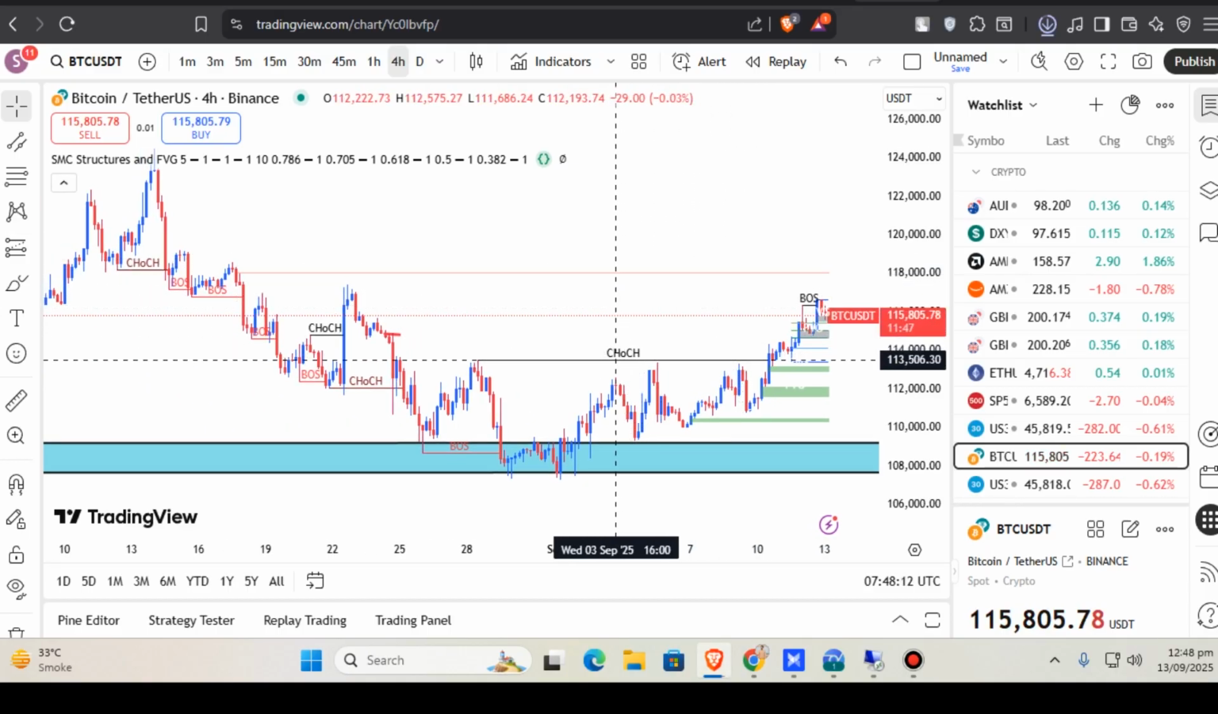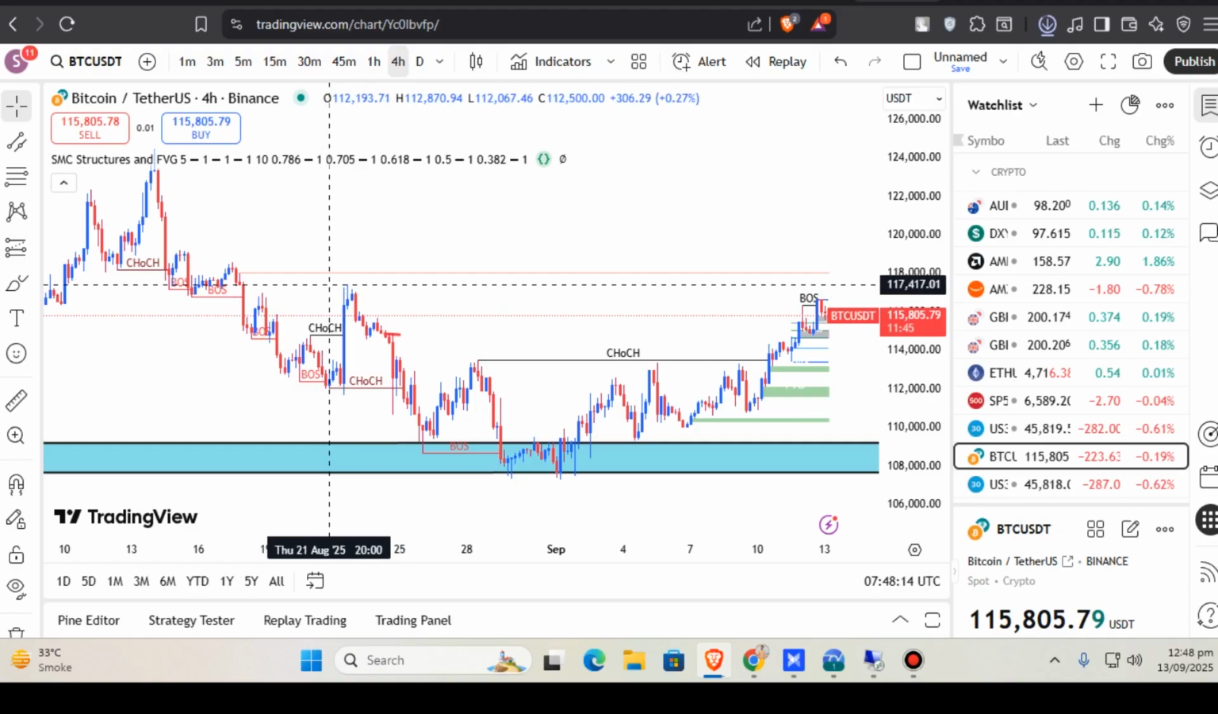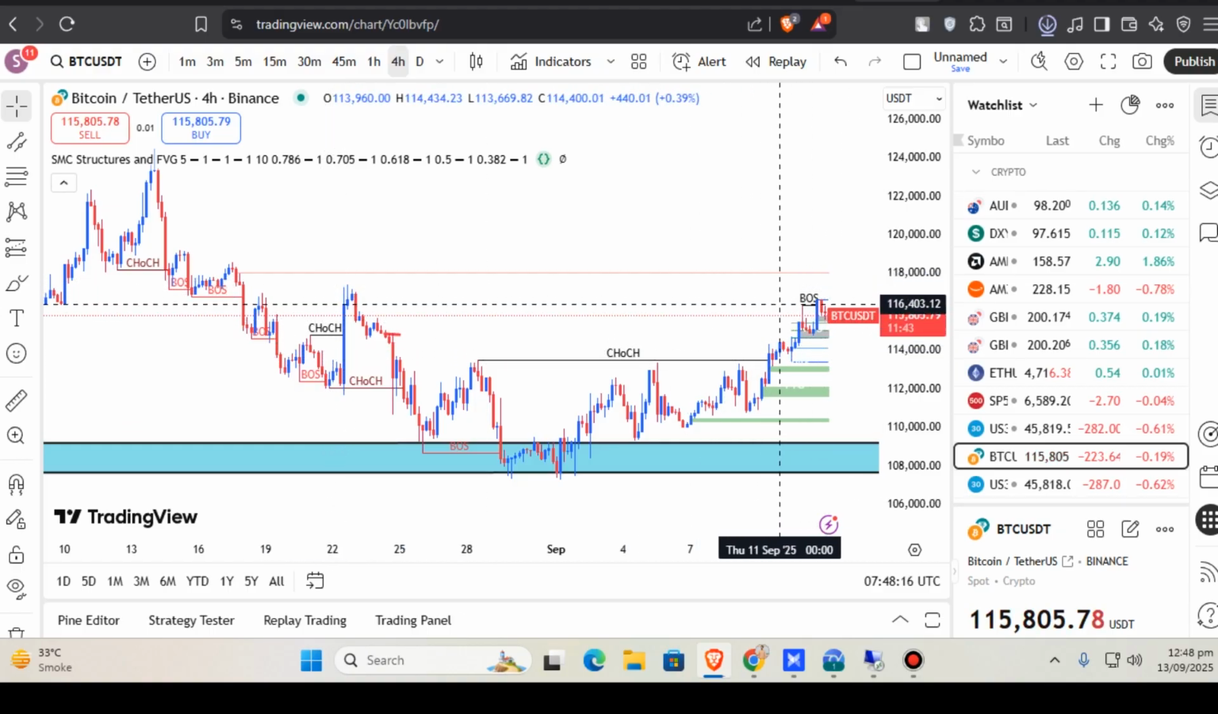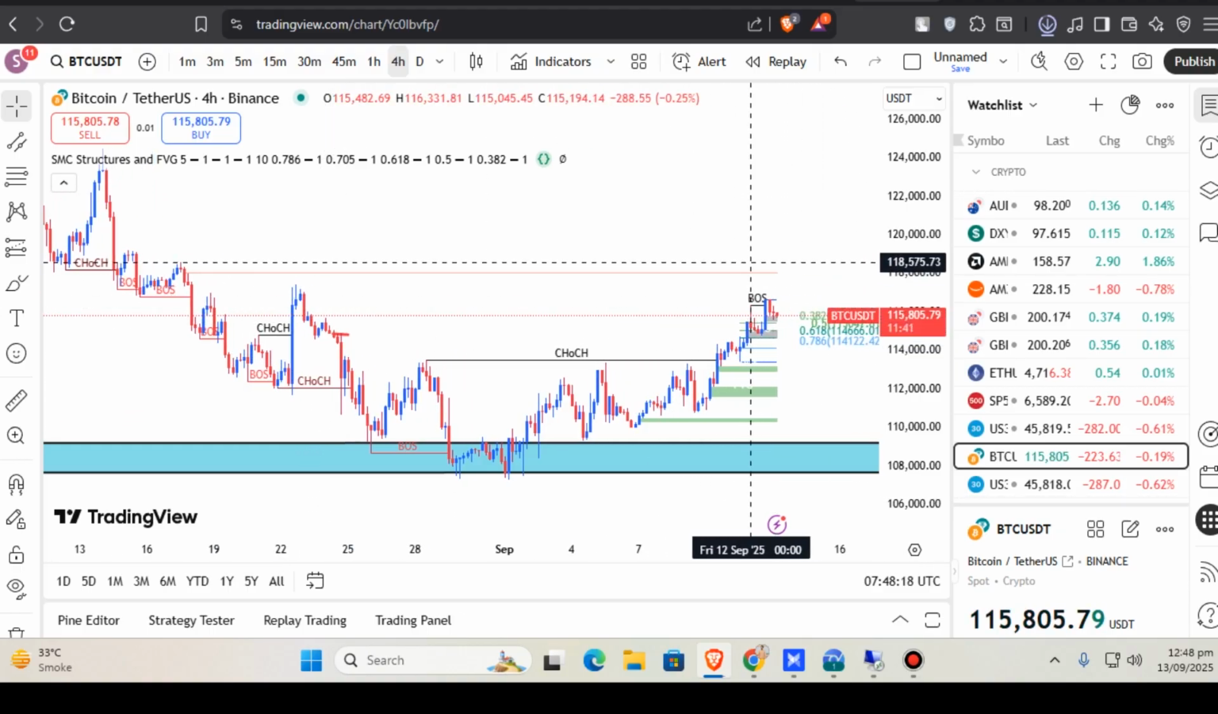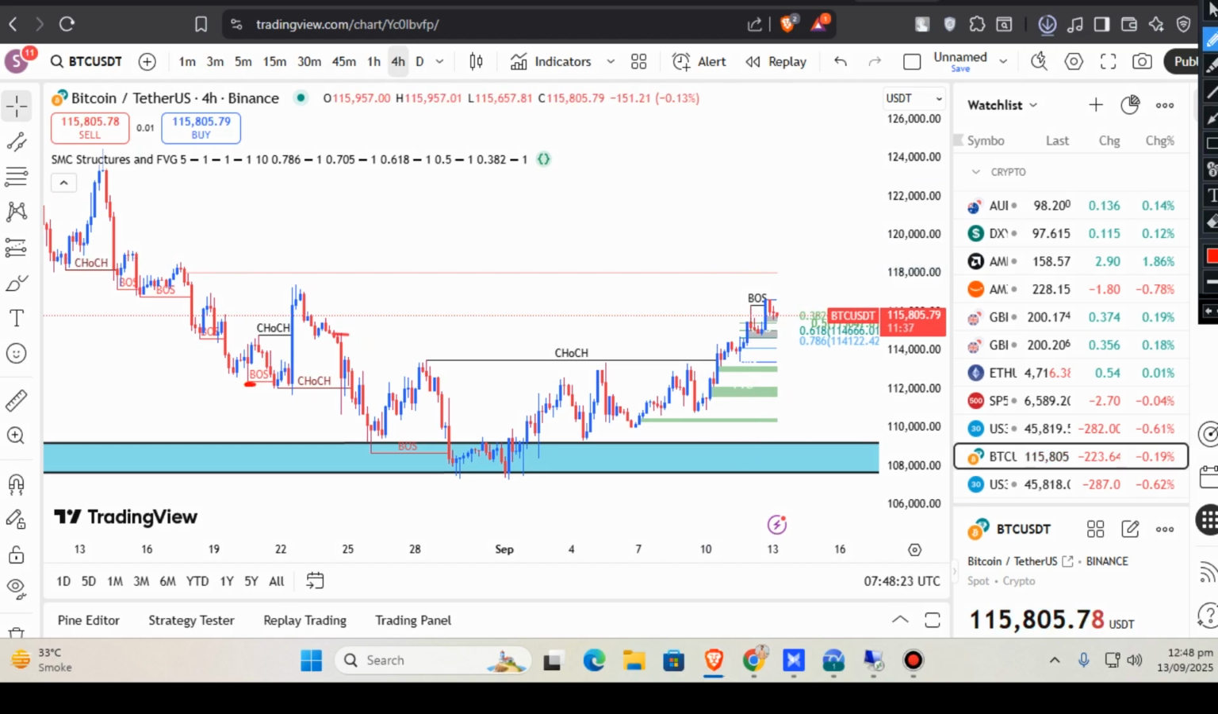So the change of character happened from here, and here a break of structure had happened upside. When the break of structure happens downside, it will be red. When a break of structure happens upside, it will be black, but I will make it green.